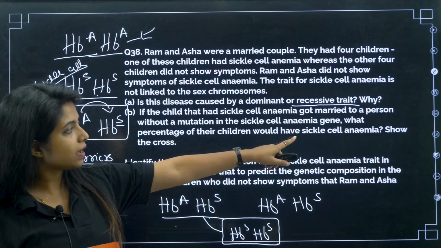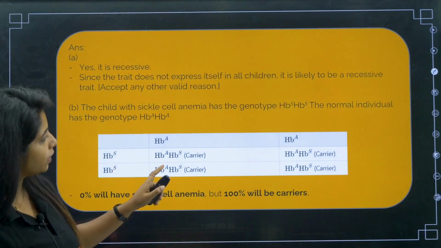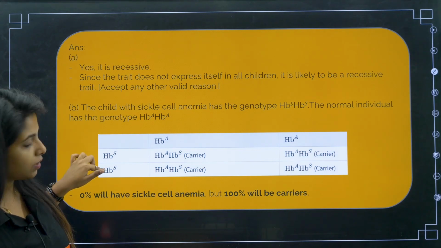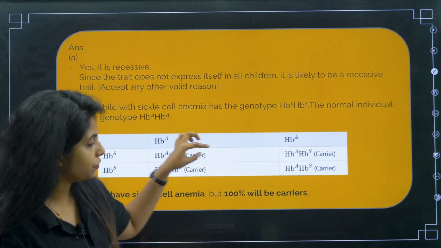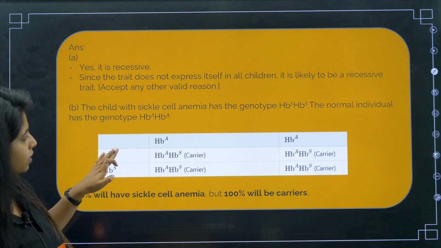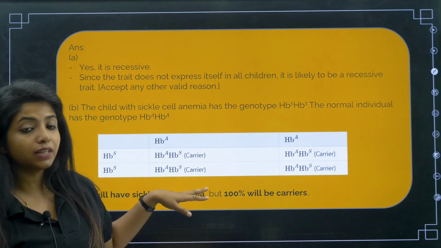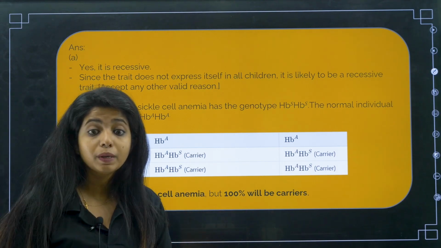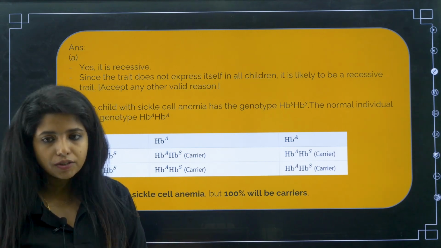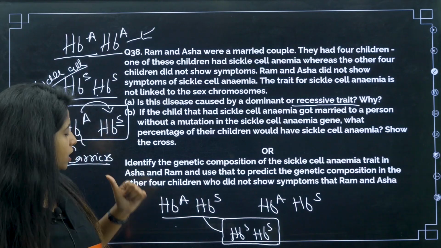What percentage of the children would have sickle cell anemia? You have to show the cross. I have the answer for this, do not worry. So, over here, the gametes are put down, and you just have to make a cross. Just like how we crossed over there, you just have to put the gametes and then cross it. Each of them will be carriers. So, 0% will have sickle cell anemia, but 100% of them will be what, my dear children? Carriers. Got it? Cool. Now, you have the next part.